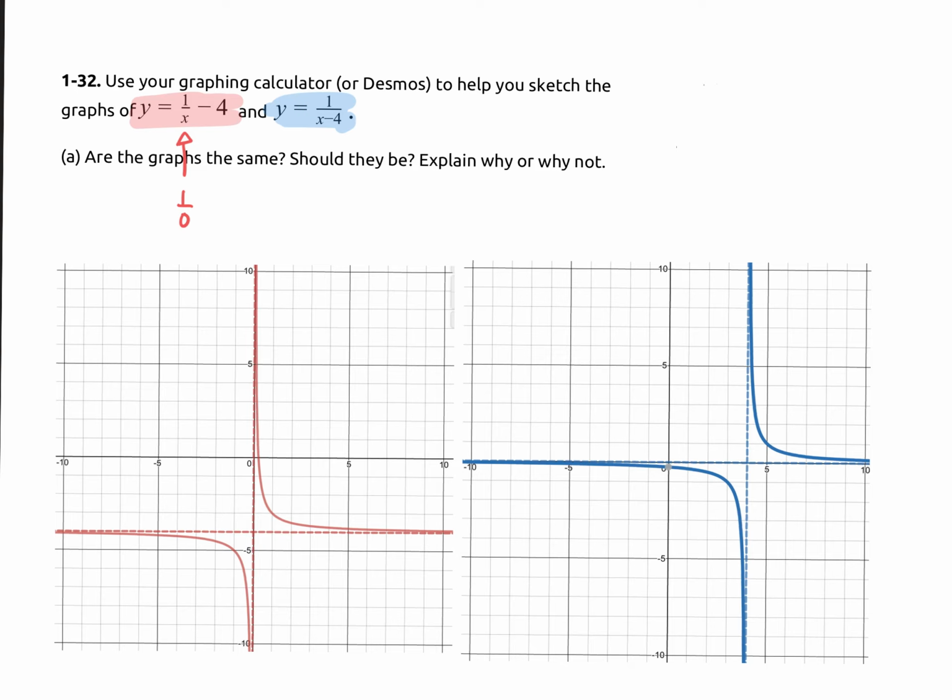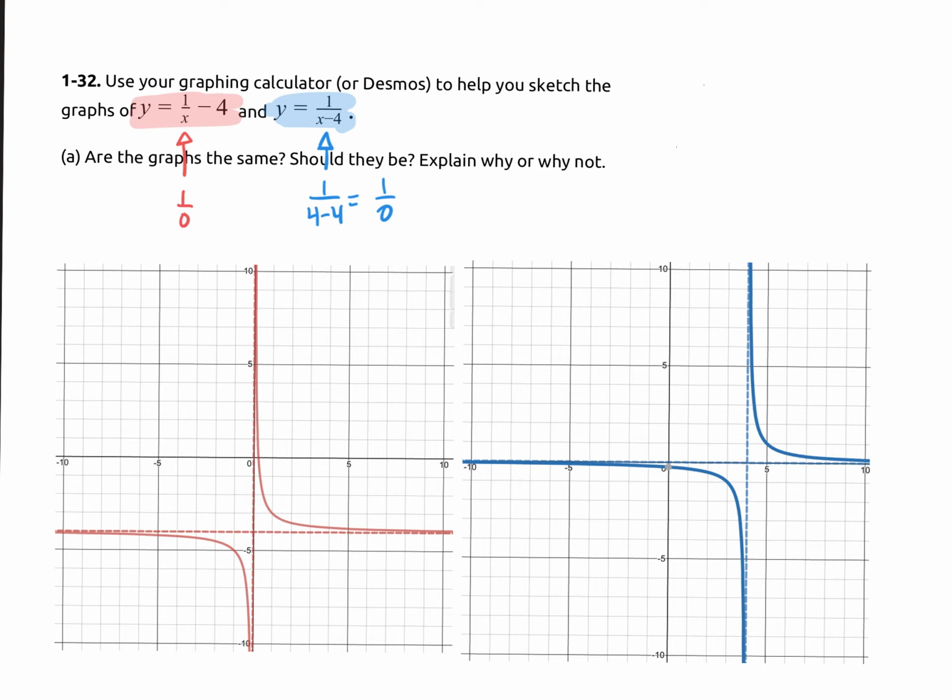And then if we look at the second function, we see that the asymptote is at x equals 4. And again, going back to the function itself, if we put a 4 in, we get 4 minus 4, and we end up with 1 over 0 again. So that helps us figure out what our domain is going to be, and the fact that those two values can't be used in each of those functions.